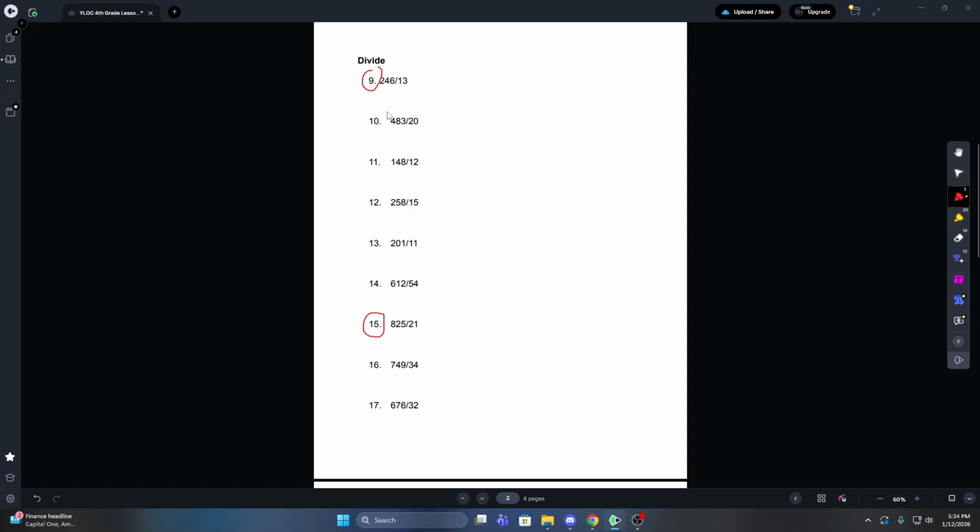Divide. All right, now we're going to be jumping back into regular division with remainders, but we're going to be working with bigger numbers. So I'll be doing 9 and 15 here. So to start it off, you have your setup as always.